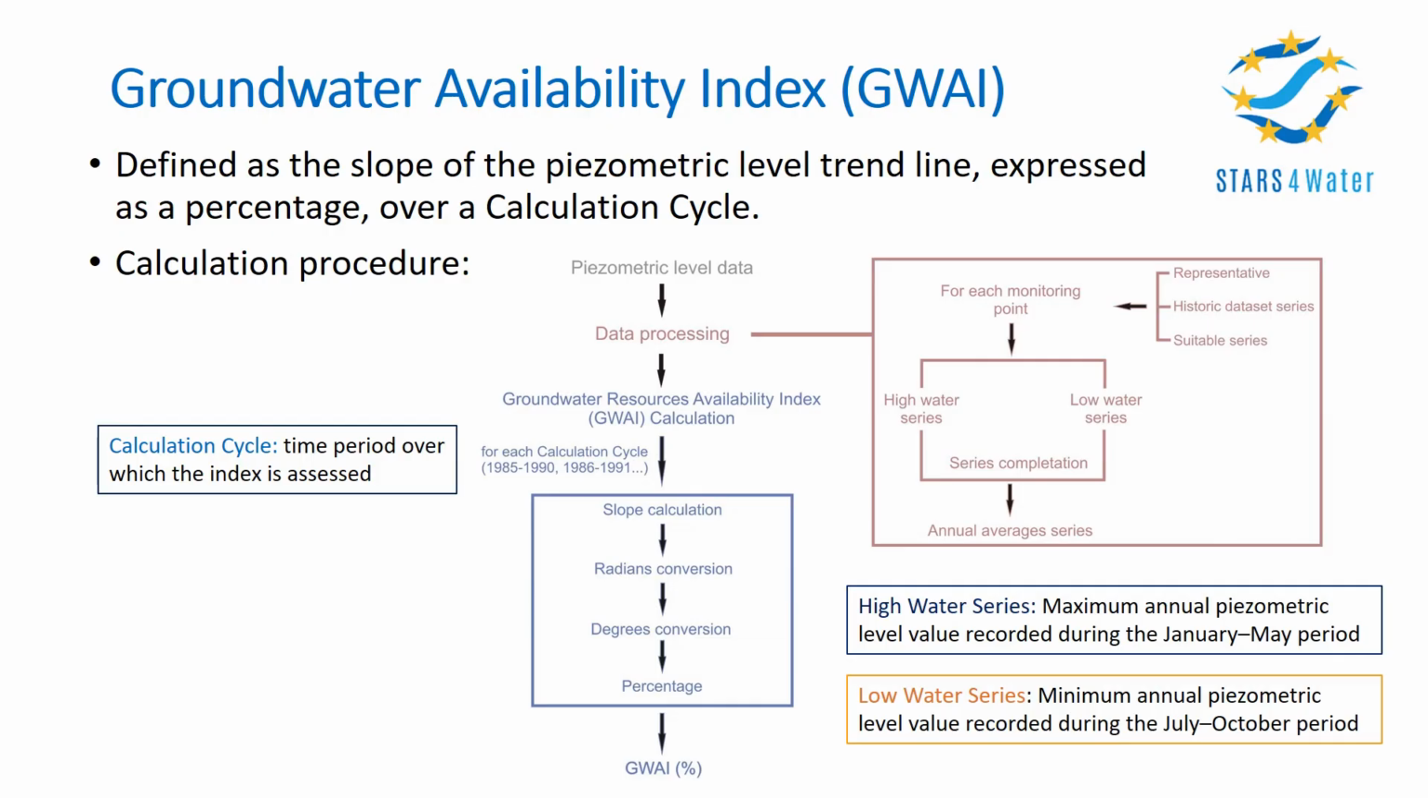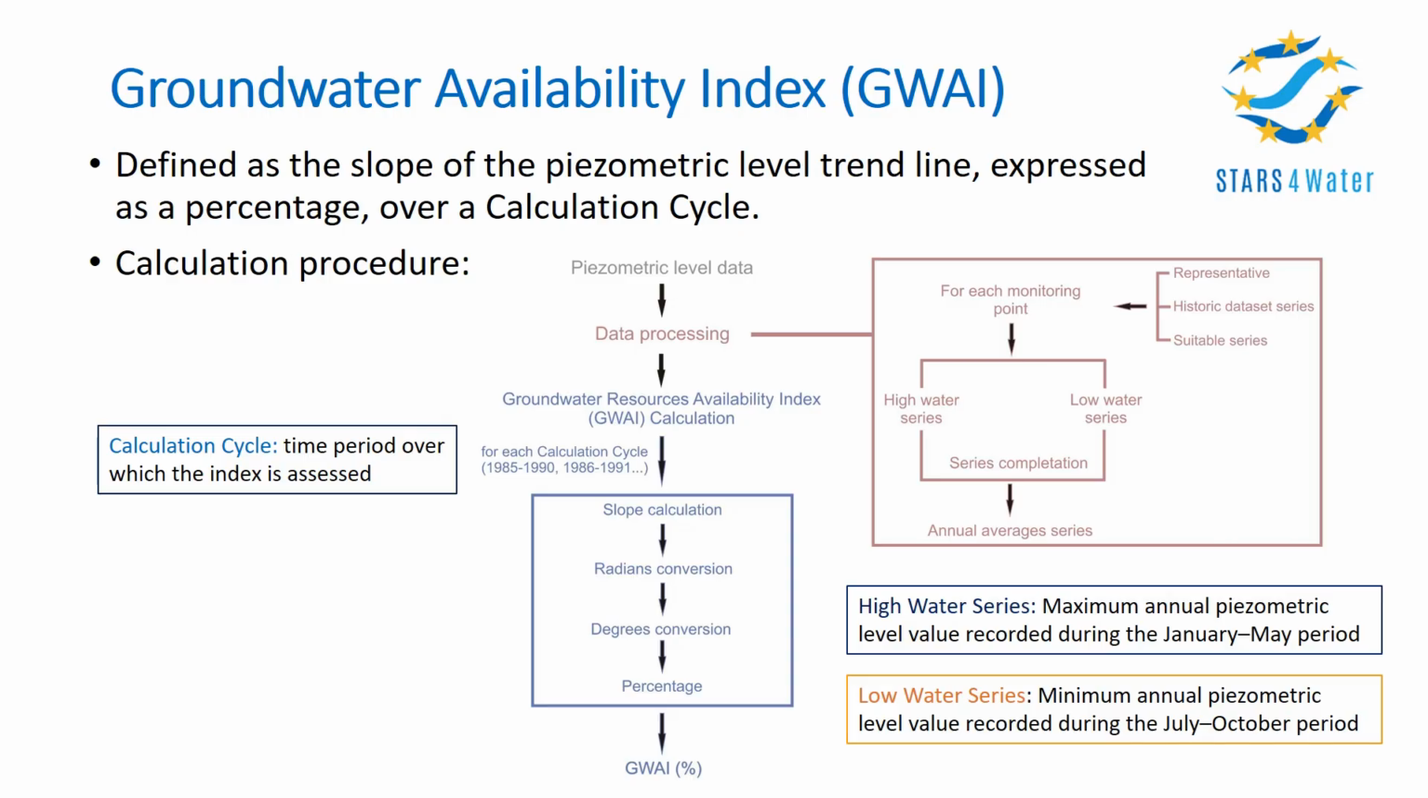The Groundwater Availability Index is defined as the slope of the piezometric level trend line, expressed as a percentage over a calculation cycle. A calculation cycle refers to the time period over which the index is assessed. In our case, we propose a duration of 6 years, in line with the hydrological planning cycles established by the Water Framework Directive.